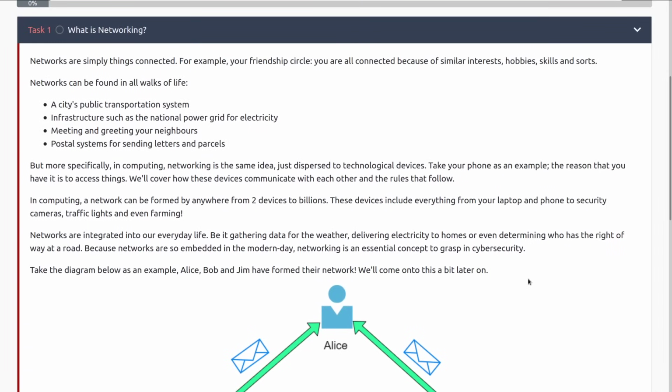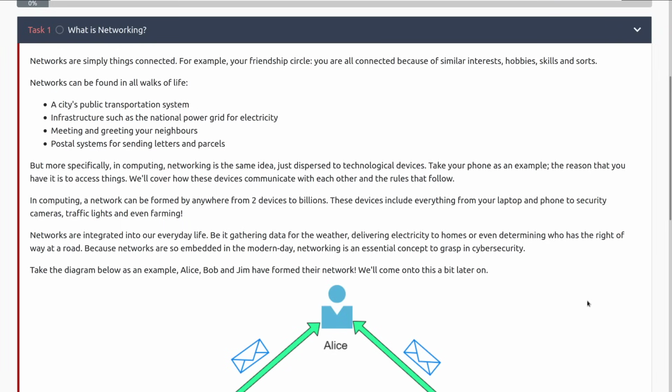Networks are simply things connected. For example, your friendship circle. You are all connected because of similar interests, hobbies, skills, and different sorts of things. And this is sort of where the term networking comes from. If you are job hunting or doing other things like that, you know someone who knows someone, things like that. Networks can be found in all walks of life.